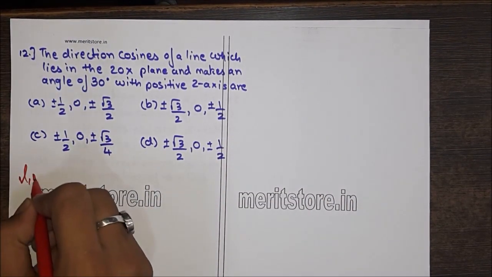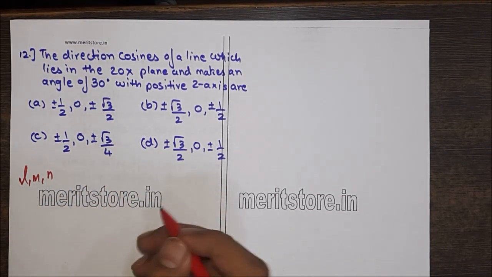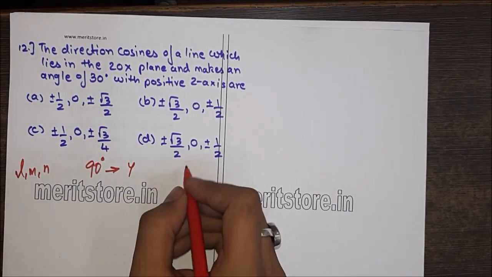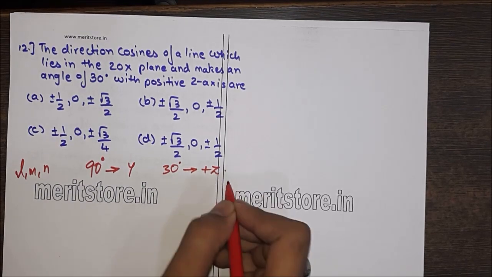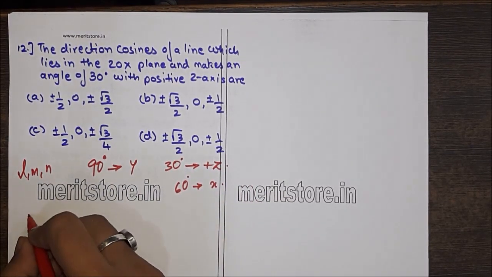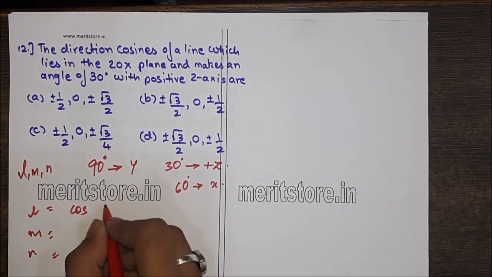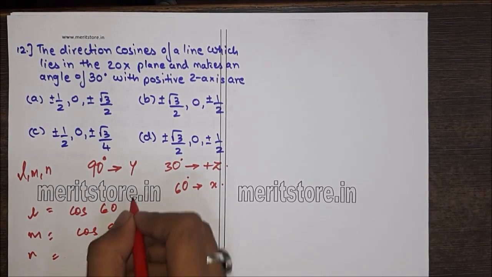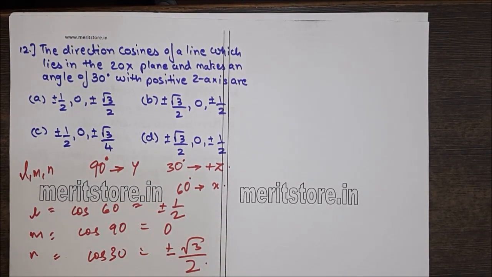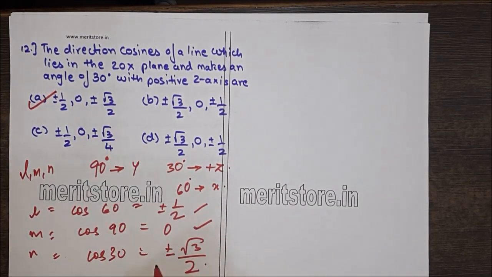Let L, M and N be the direction cosines of the required line. Since the line lies in the ZOX plane, it makes an angle of 90 degrees with the Y axis. Since it makes 30 degrees with positive Z axis, it makes 60 degrees with the X axis. So the direction cosines L, M and N would be cos 60, cos 90 and cos 30. So this would be plus minus 1 by 2, 0 and plus minus root 3 by 2. So the correct answer is option A.